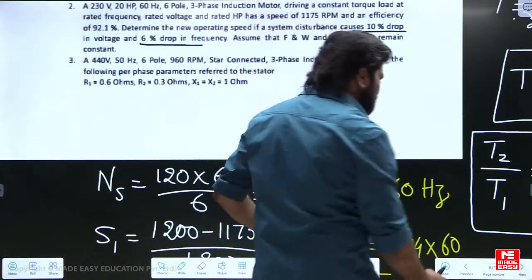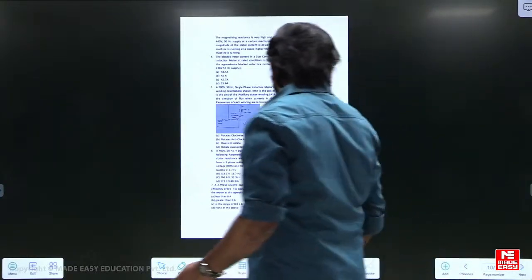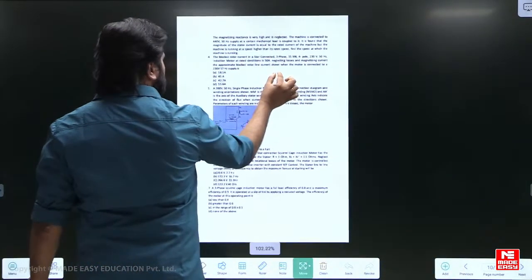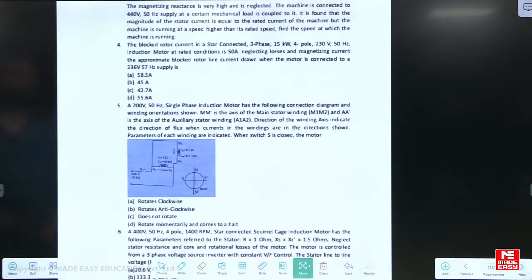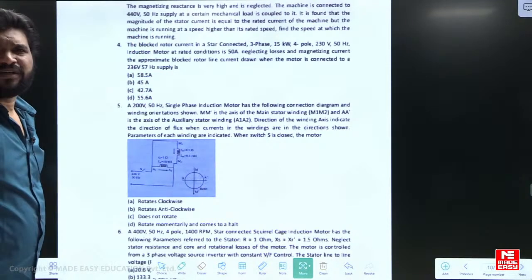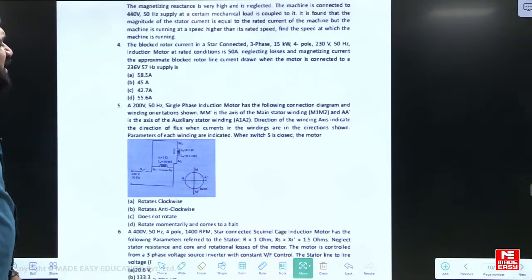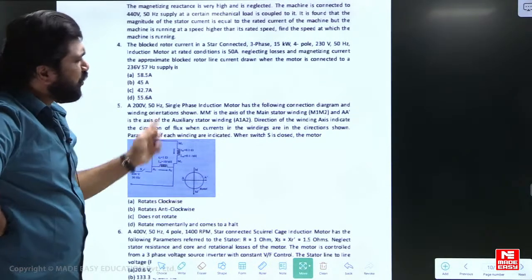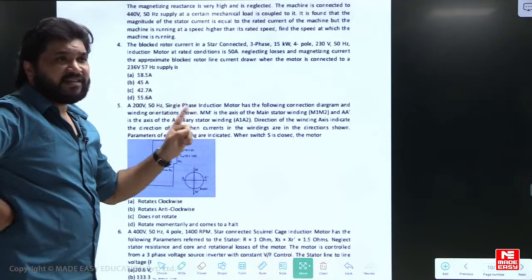I'm moving on to the next slide. The magnetizing reactance is very high and it is neglected. The machine is connected to a 440 volt 50 hertz supply at a certain mechanical load. It is found that the magnitude of the stator current is equal to the rated current of the machine, but the machine is running at a speed higher than its rated speed.